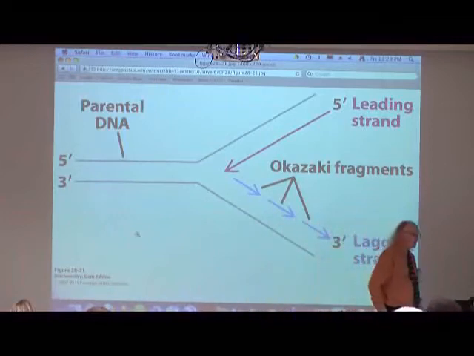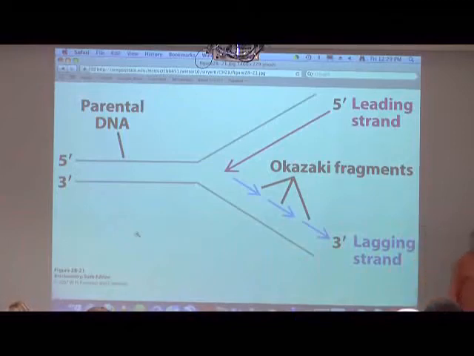About how long is each Okazaki fragment? It will vary a bit, but a few hundred nucleotides.